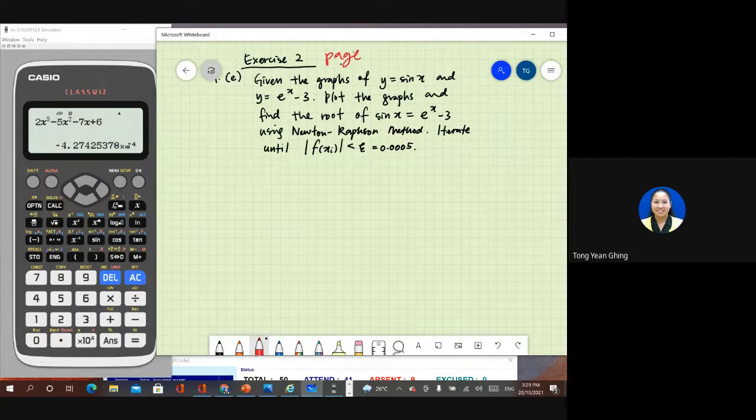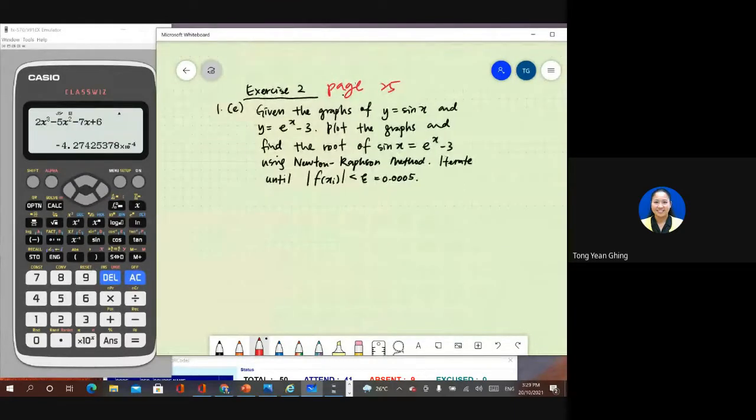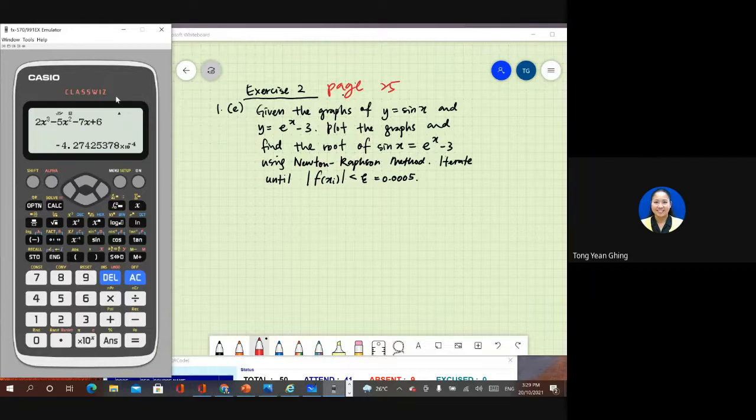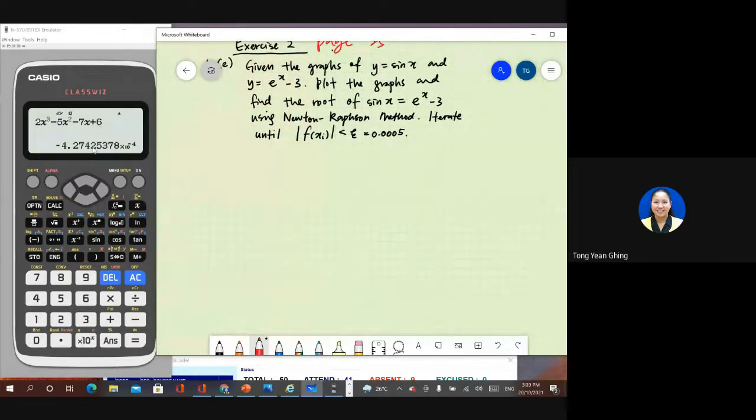This is page 25 actually. Got the graph already done over there. Let's try to plot the graph. If using this calculator, it will help plot the graph also, but it's not necessary. I'm actually not very good with this calculator. A new one. Okay, so let's start with step 1.